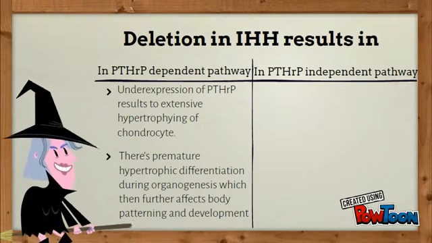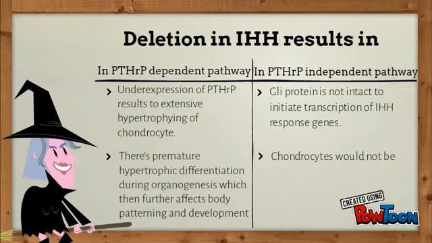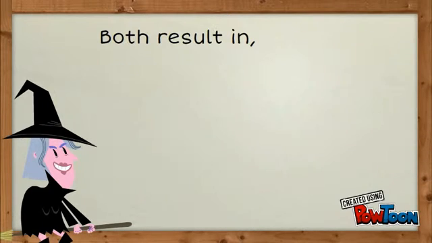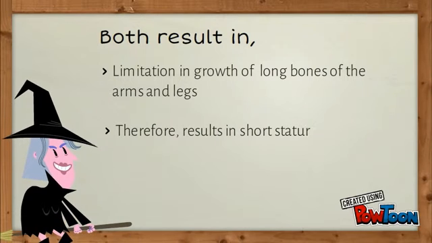Whereas in PTHrP-independent pathway, Gli protein is not intact to initiate transcription of Indian hedgehog response genes. Therefore, chondrocytes will not be able to proliferate during body patterning. Both pathways then result in limitation in growth of long bones of the arms and legs, therefore resulting in short stature.